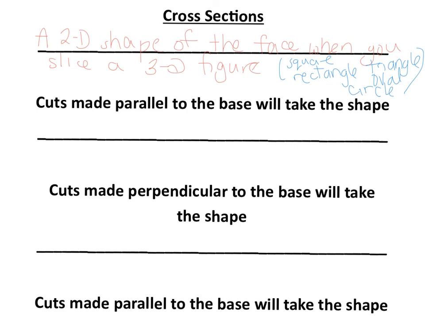Cuts that are made parallel to the base will take the shape of the base, meaning you're not going through the base, so whatever shape the base is will be the shape of your cross section. So in a rectangular pyramid, the cross section will be a rectangle. In a triangular prism, the cross section will be a triangle. When you're parallel to the base, the name of the figure gives it away.